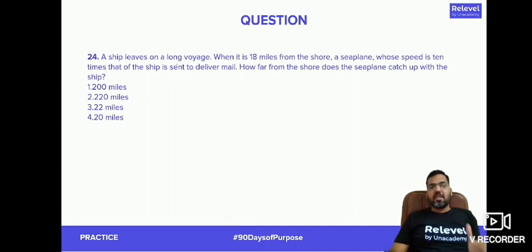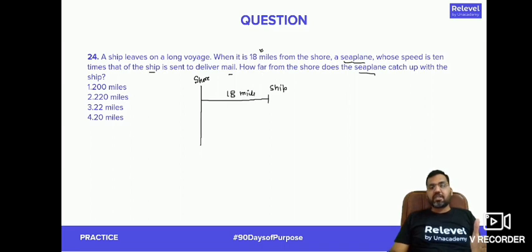The ship leaves on a long voyage. When it is 18 miles from the shore, a seaplane whose speed is 10 times that of the ship is sent to deliver the mail. How far from the shore does the seaplane catch up with the ship? See this, guys. Let's say this is the seashore, right? This is the shore. Now, ship is already at a distance of 18 miles from the shore, right? The distance between the shore and the ship is 18.